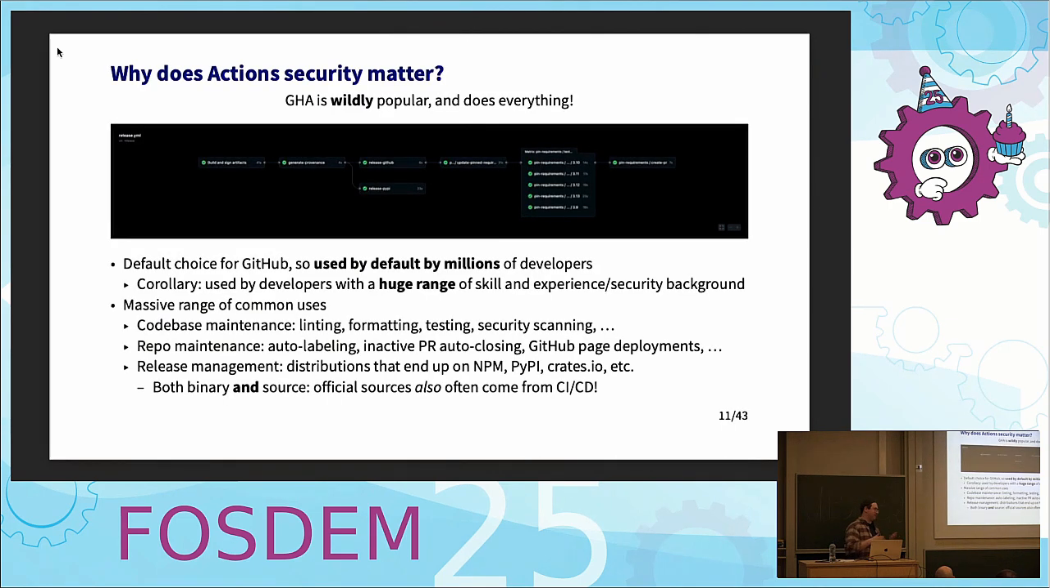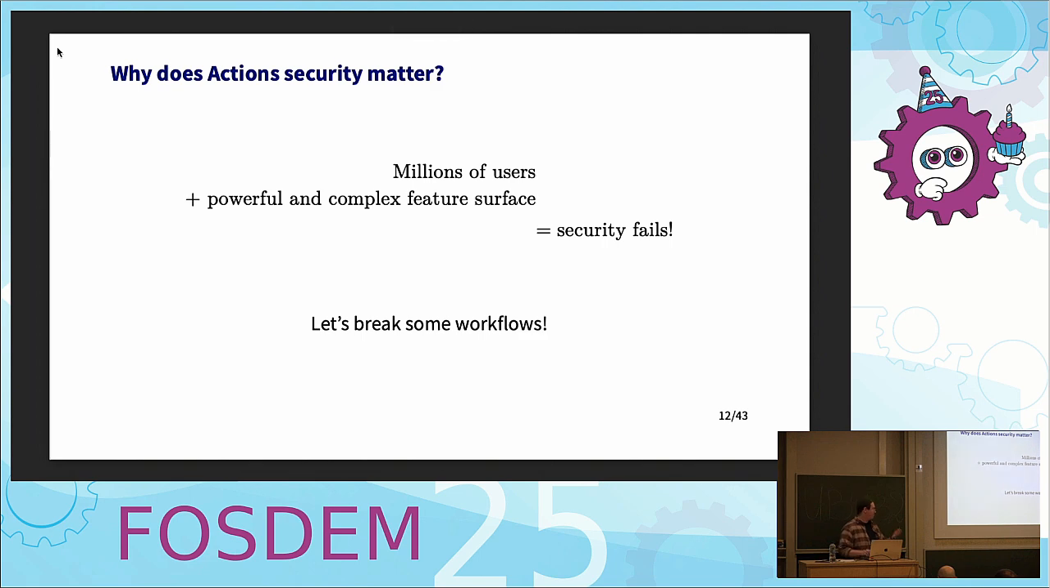Before I do that, why does any of this matter? Well, one answer is it's wildly popular and it does everything. It's the default choice for GitHub, meaning that millions of people use it. Pretty much everybody in this room uses it. As a corollary, it's used by developers with huge skill ranges, meaning that people who just want to get something done are using it the same way that people who are experts in CI/CD deployment are. And it has this massive range of uses, including, most interestingly to me, people publish to PyPI, et cetera, using GitHub Actions, which means that the security of their package on those indices directly mirrors the security of the system that publishes them. So millions of users plus a really powerful and complex feature system means security fails.